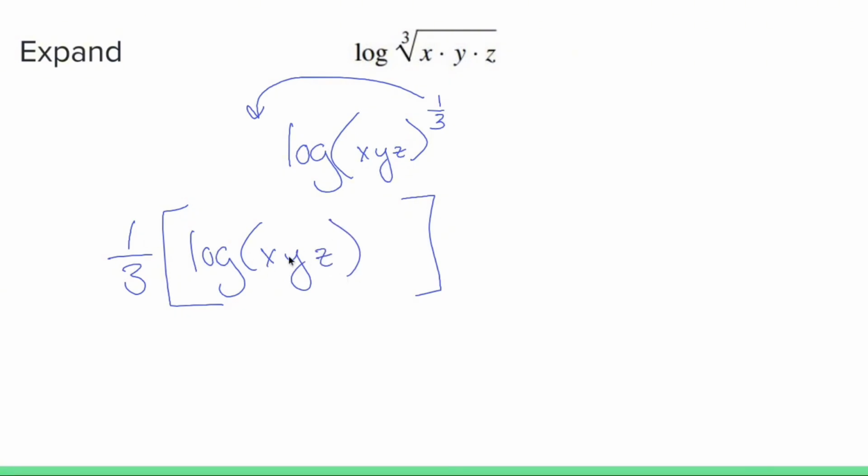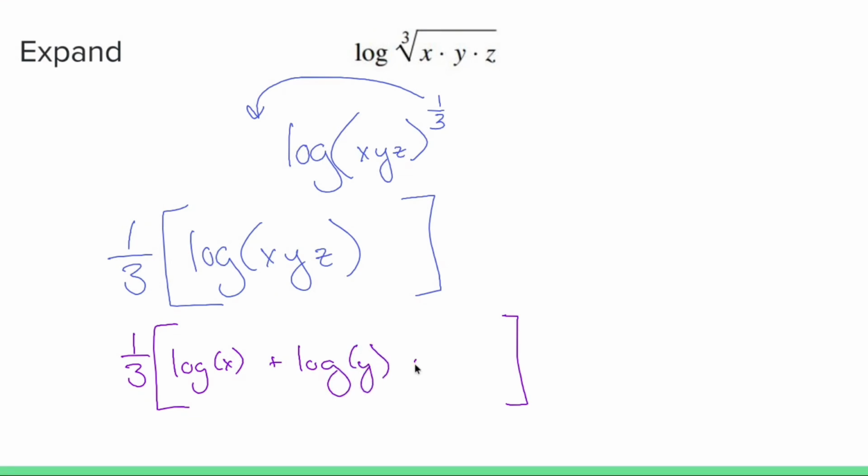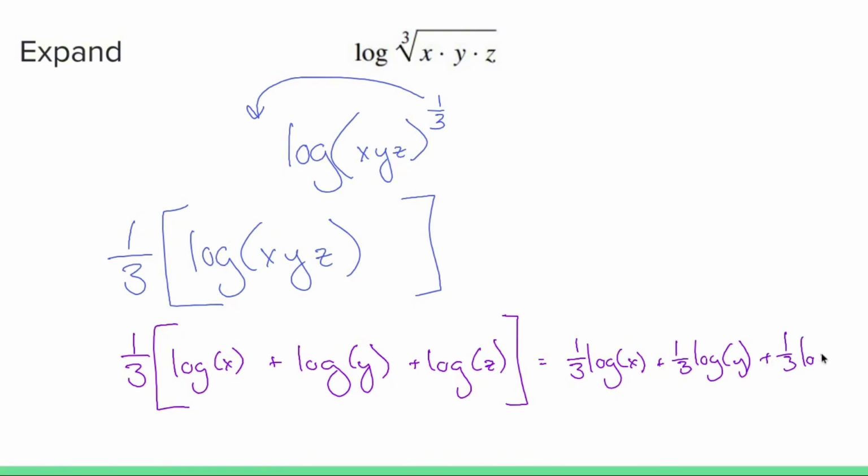Now all these guys inside the log are being multiplied to each other, which means you must have added them to get them in that position in the first place. So I'm going to keep 1/3 out here in brackets. This is the same as log of x plus log of y plus log of z. Now that 1/3 is still lingering out there. So I'm going to distribute that 1/3 to make this 1/3 log of x plus 1/3 log of y plus 1/3 log of z.